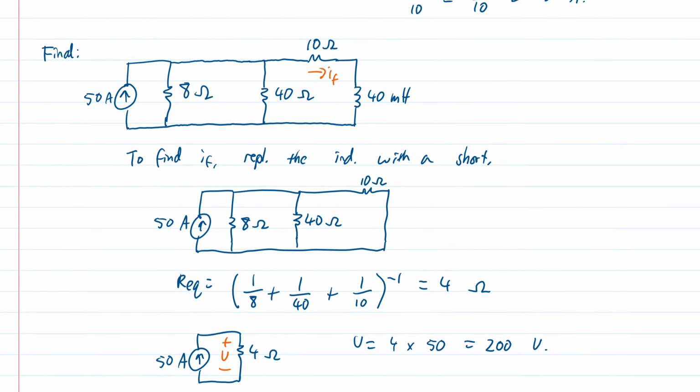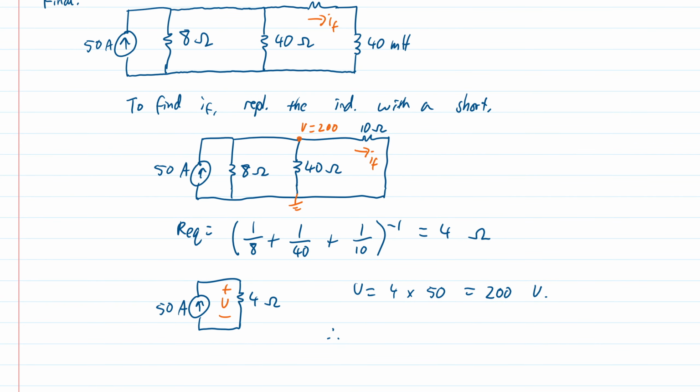So looking back at my circuit diagram, the current that I'm trying to solve for here is IF, and I have just figured out that this voltage here is 200 with respect to a ground. So therefore my final current will be that 200 volts over the 10 ohm resistor, so that would be 20 amps. So now I have the initial and the final current.